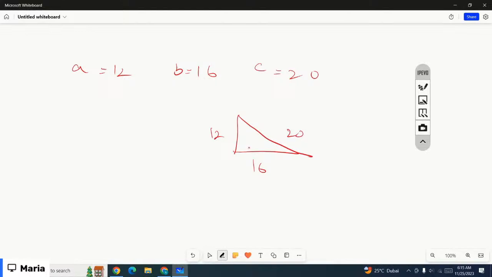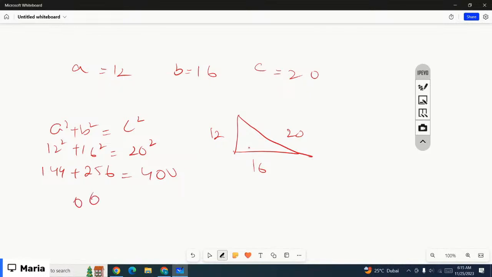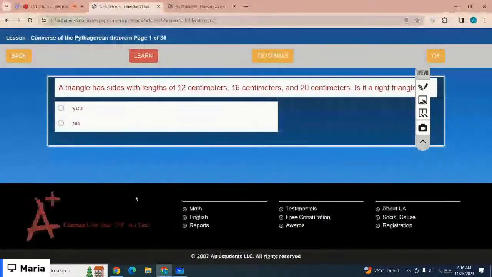Let's see if it is a right angle triangle. a square plus b square equals c square. 12 square plus 16 square equals 20 square. 144 plus 256 is 400. You can see both sides are exactly equal. That means yes, this is a right angle triangle, right? The correct option is yes, it is. Got it?